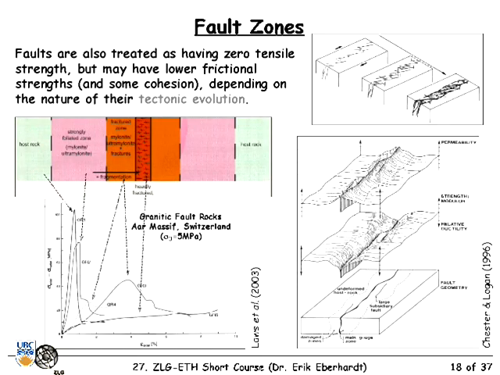So fault zones are also treated generally as having zero tensile strength, but they do have lower frictional strength than tensile jointing in most cases. There might be some cohesion due to gouge, and a lot of this will depend on their tectonic evolution.